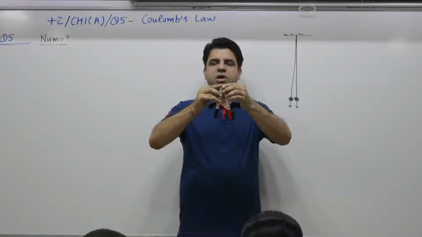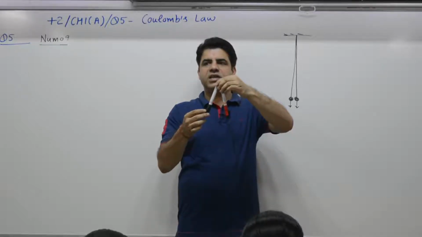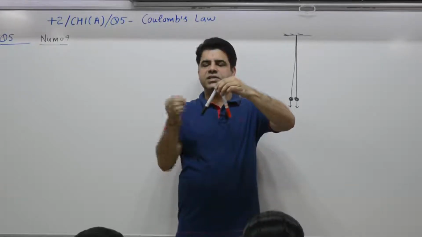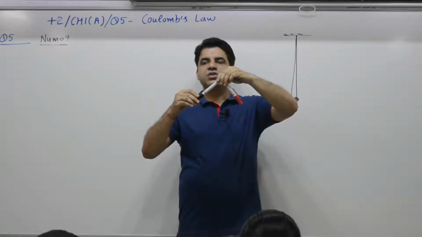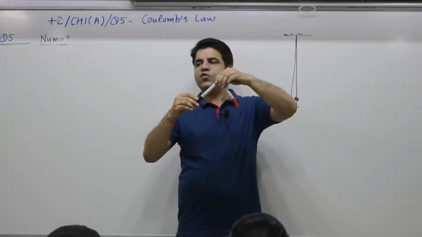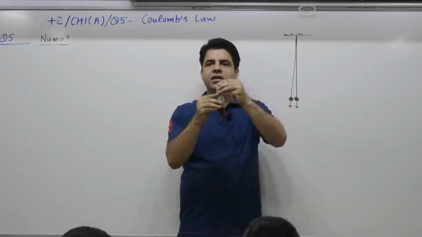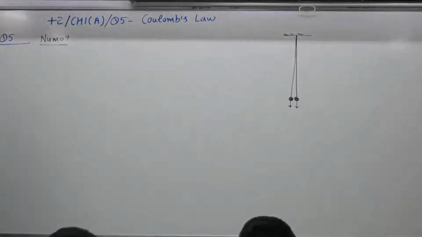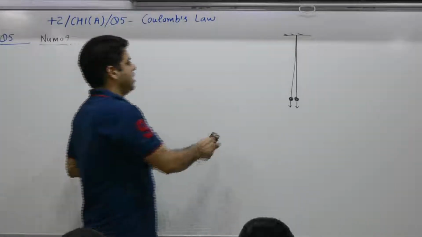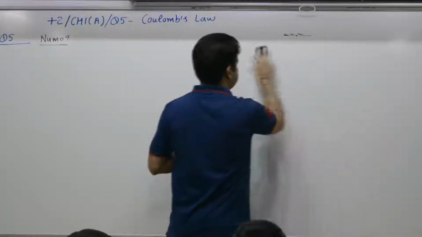So, you add some charge, they will make some angle. Add more charge, the angle will increase. Add some more charge, the angle will keep on increasing. So, the electric force causes them to move apart, and gravity tries to bring them back to the normal vertical position. Now, I will draw a diagram when they are having some charge.